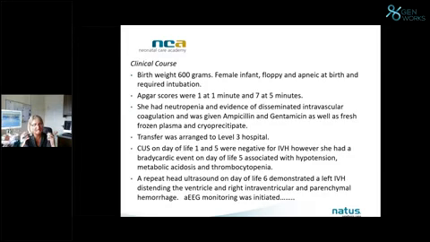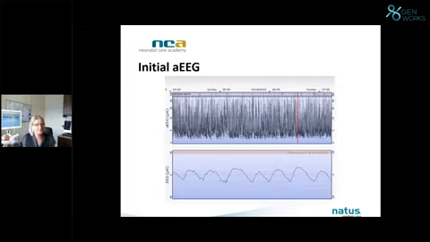She developed metabolic acidosis and thrombocytopenia. So they repeated the head ultrasound the next day, and it demonstrated a left intraventricular hemorrhage, distending the ventricle, and a right intraventricular and parenchymal hemorrhage. So they actually did some AEEG monitoring on this baby. And this is what the AEEG showed.